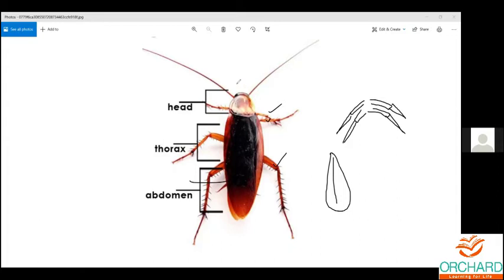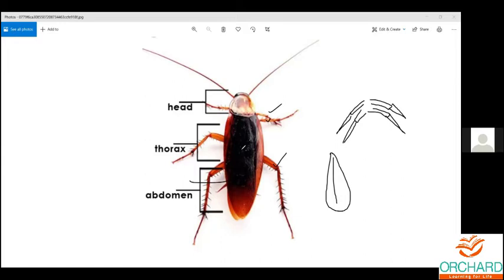So the cockroach is first divided into 3 segments: the head, thorax, and the abdomen region. They have 3 pairs of legs, that is totally 6 legs, and each is attached to the muscles beneath them. They also have a hard exoskeleton, which is also covered by the wing. The exoskeleton is joined together, and that helps in the movement. And a pair of wings is also present in them.